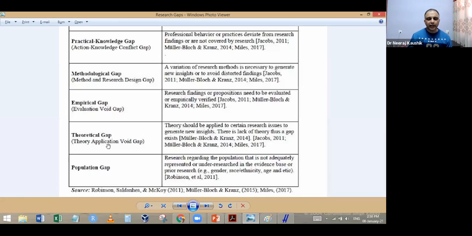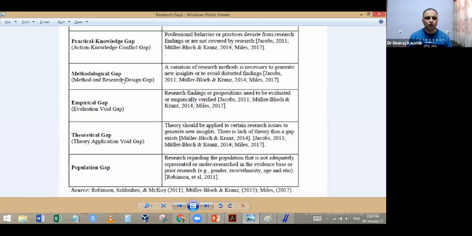Then comes the theoretical gap. Theoretical gap means there is some lack of theory, or a gap exists, or you are connecting 2 or more theories to get new insights. There the theoretical gap will come. And finally, the population gap, which most scholars go ahead with. A study was done in Indore, not done in Mumbai, so let me do a study in Mumbai. Well, that's okay. You find out that these relationships work in Mumbai also, but there is no real new knowledge. You just verified it. That's okay.